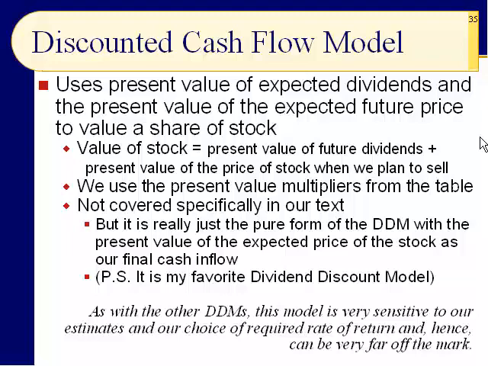So the formula looks like this. The value of the stock is equal to the present value of the future dividends plus the present value of the price of the stock when we plan to sell. And I know it's a little hard to get your mind around that until we do the calculations, and then you'll say, oh, this isn't that hard. We use the present value multipliers from the table. This is why you want the table printed out, and it's not specifically covered in our text, which is kind of sad. It really is just the pure form of the dividend discount model with the present value of the expected price of the stock as our final cash flow.